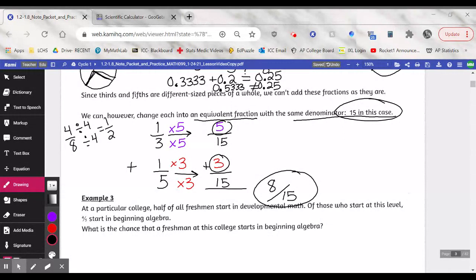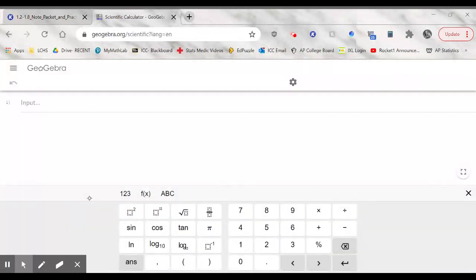Okay, I am also going to talk to you about how these can be done in your calculator as well. If you have a scientific calculator, and all of the calculators that I listed on your syllabus, those have a fraction button.